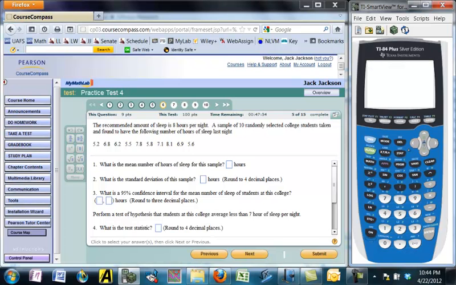Quit, stat, go to test, and a one sample t interval, I believe, is number 8. Let's look here and see. 8, a t interval. We're going to do it from data, so we go over to here and hit enter. Our data is in list 1, that's where I put it, with frequencies of 1. Confidence level is 95%, so it's 0.95. And we go here and calculate, and hopefully we have 3 decimal places in our answer, so we don't have to do it the other way.